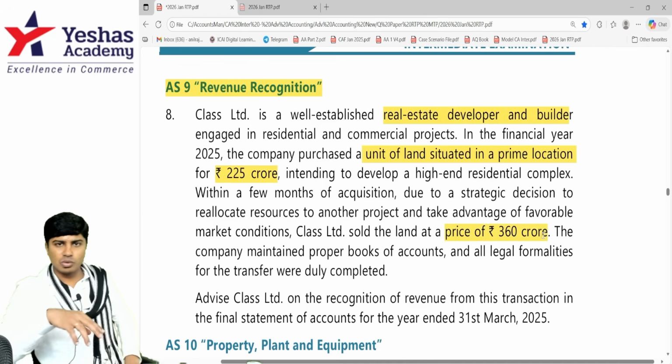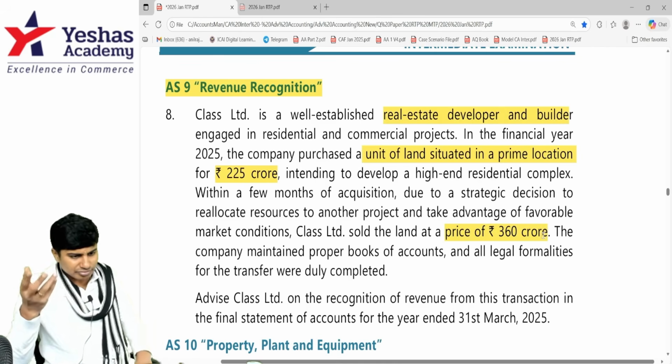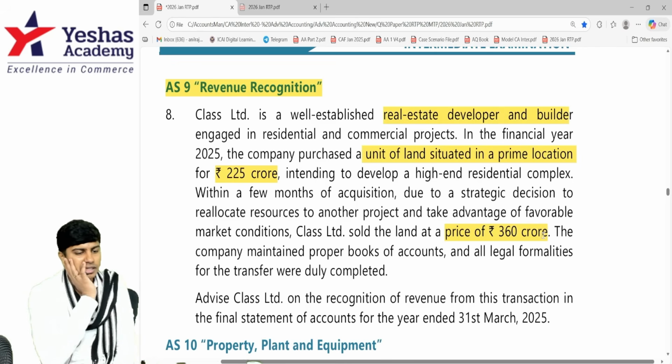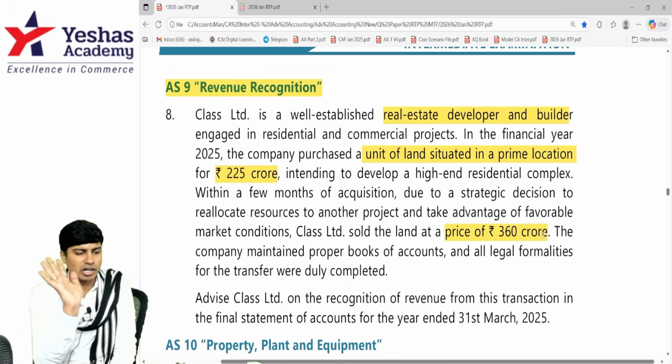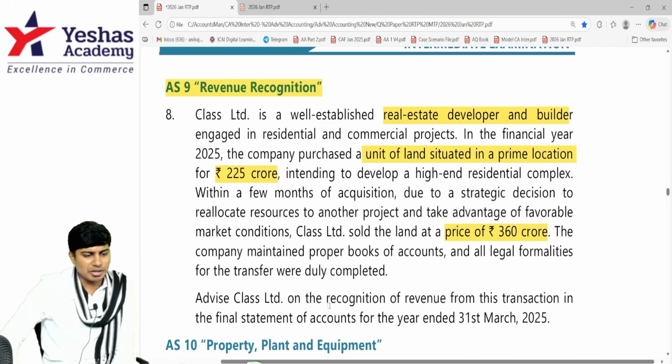Oh, they bought land at 225 crore. They wanted to construct the building and sell. But to take up another project which is more favorable, they sold the land at 360. The company maintained proper books and all legal formalities are done. What should we do? Advise Class Limited on recognition of revenue from the transaction.